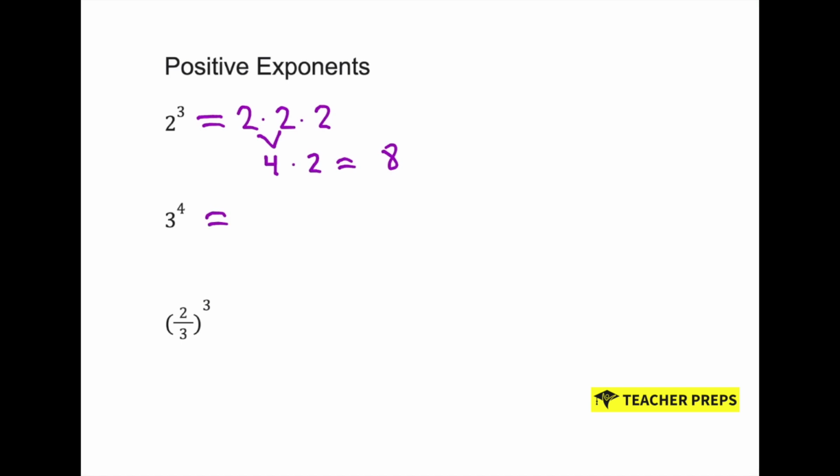3 to the fourth power is 3 times 3 times 3 times 3. We can multiply in any order and get 3 times 3 is 9, and 3 times 3 is 9, and then 9 times 9 is 81.